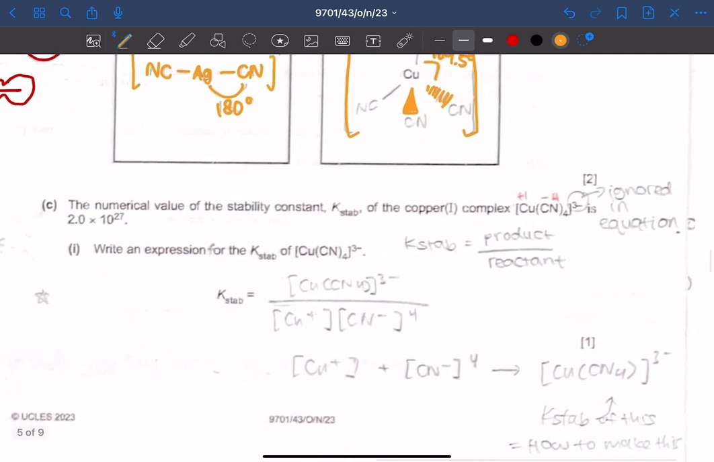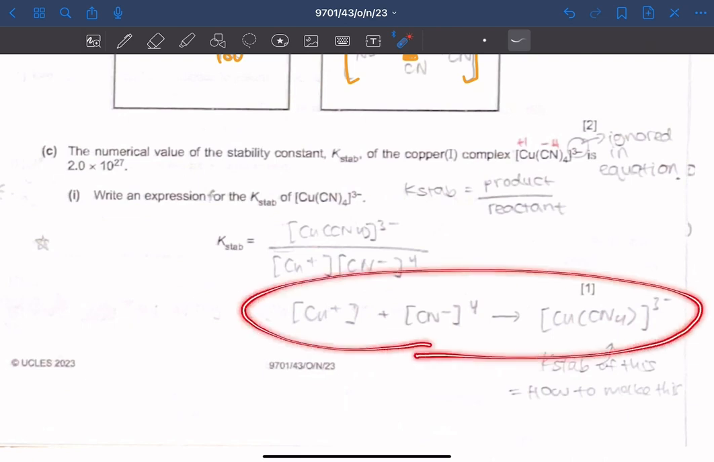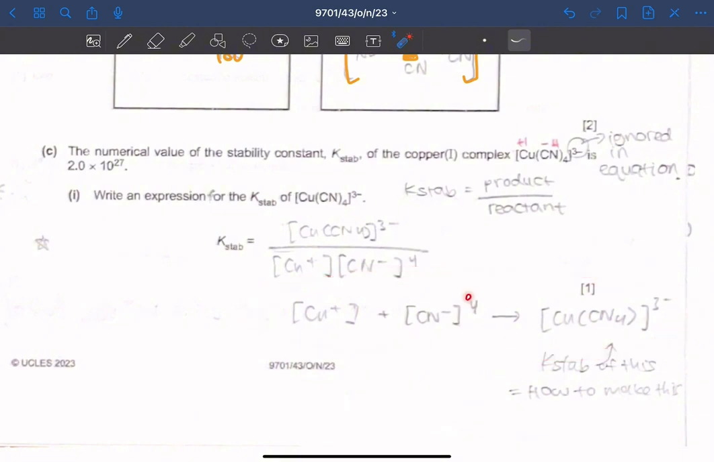C. The numerical value of the stability constant Kstab of the copper(I) complex [Cu(CN)4]3- is 2 times 10 to the power 27. Write an expression for the Kstab of [Cu(CN)4]3-. So first, we should make the equation for [Cu(CN)4]3-. As you see here, this is the equation: Cu+ plus 4 CN-, because it's 4, and the charge of CN is minus, forms [Cu(CN)4]3-.